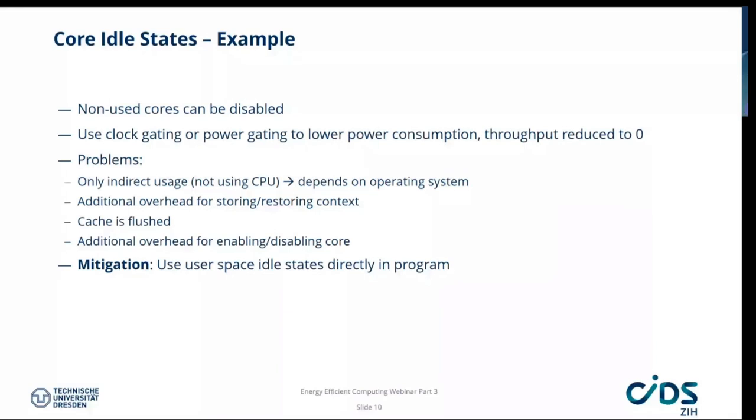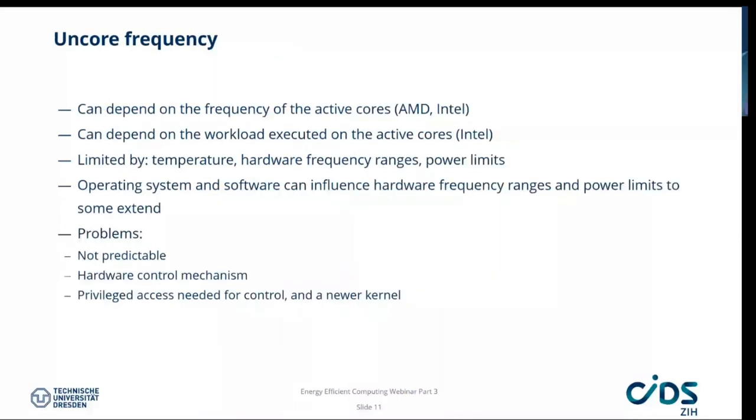Here, user space idle states directly in your program, and then you won't give the operating system the chance to interrupt you or schedule something differently or use a C state that you cannot control. Then we have the uncore frequency. The uncore frequency is typically handled by the hardware. And yes, there are interfaces by the operating system that give the user access to that. But again, we are HPC users, and most often we don't get the access from the administrator, for good reasons.